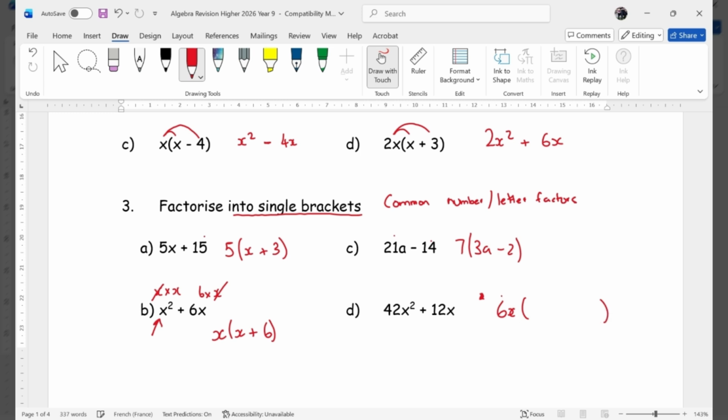Ask yourself, 6 times what would give 42? 7. x times what would give x squared? I need the x there. Plus 6 times what would give 12? 2. And x times what gives x? Well, I don't need another x in there because the x that was in the 12x I've taken outside. So that's single bracket.